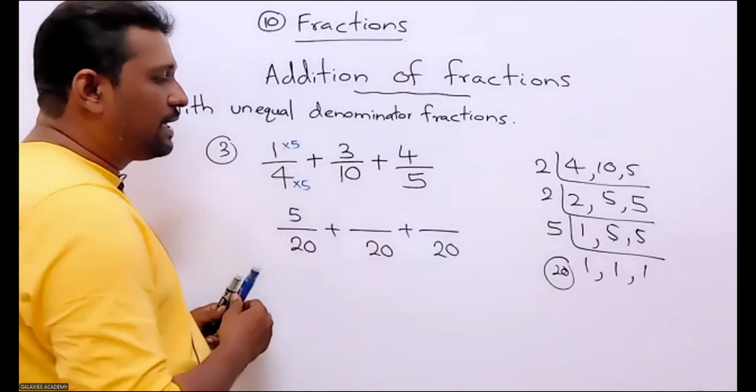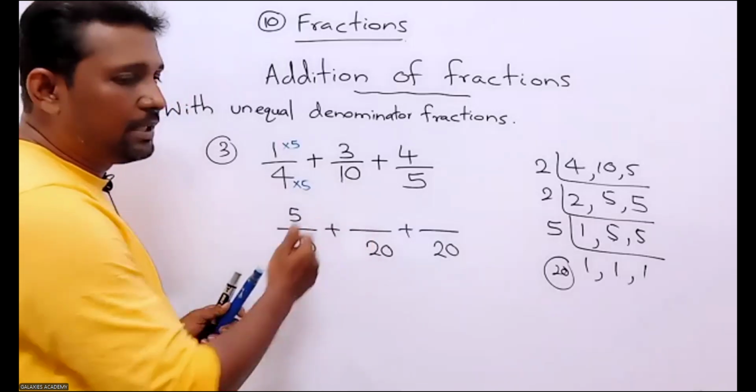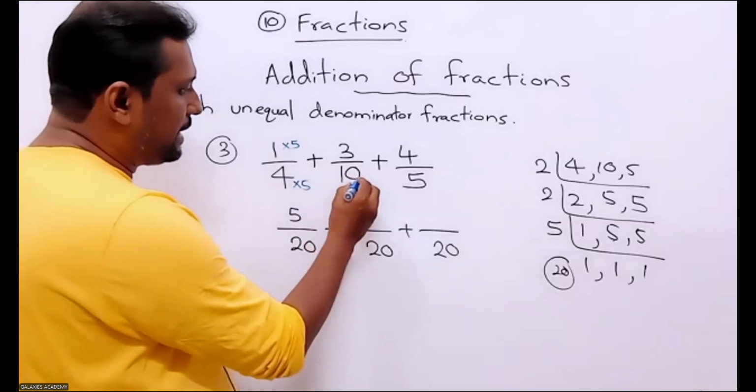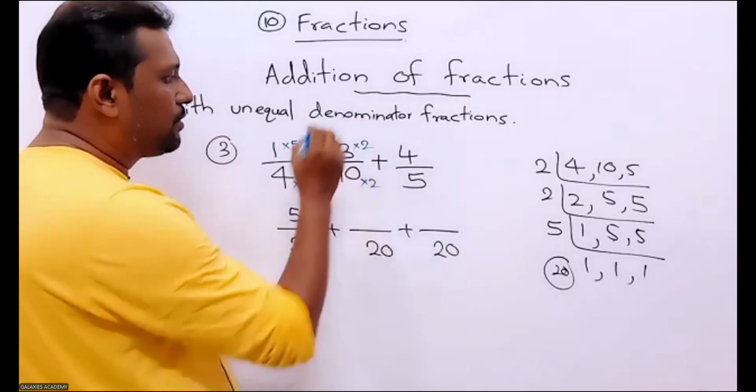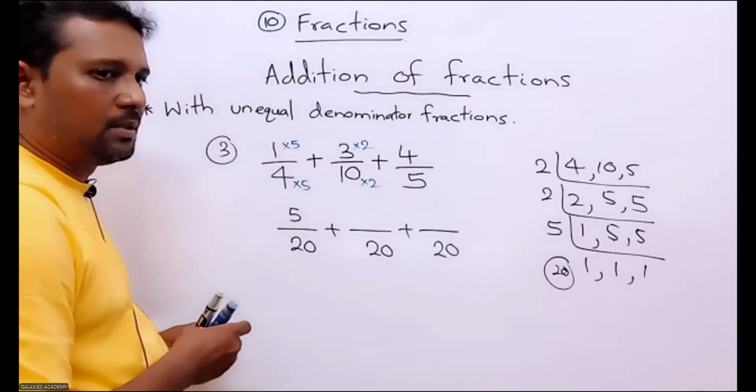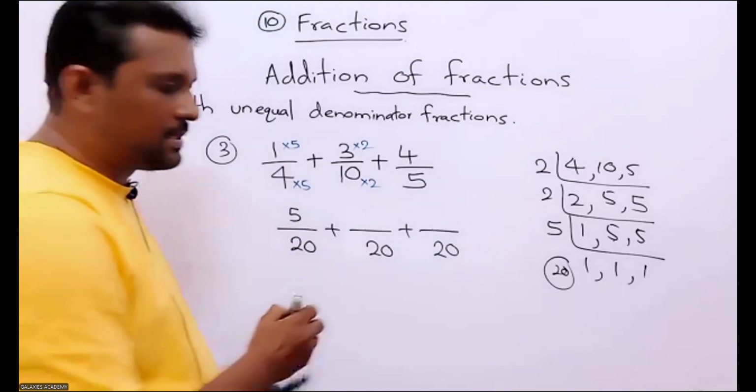Second fraction, denominator 10. We want to convert into 20. So 10 you have to multiply by 2. So numerator you have to multiply by the same value. 3 times 2, 6.